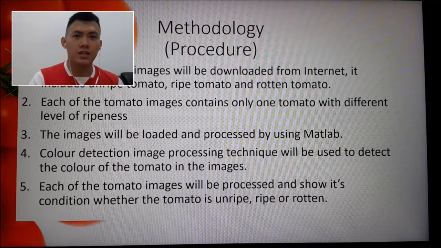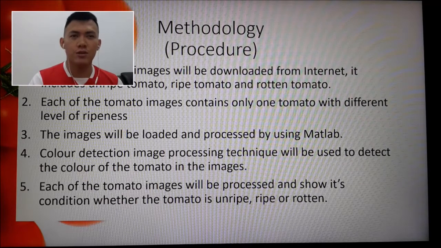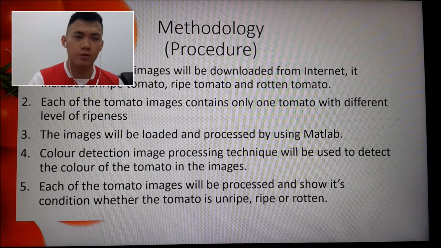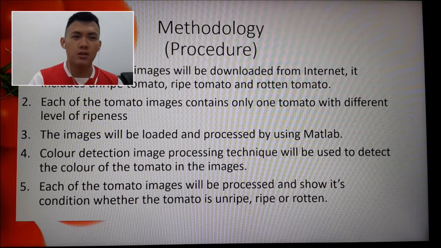So for the methodology, firstly, I will tell the procedure part of our project. First thing first, we will download different tomato images from the internet, including ripe tomatoes, unripe tomatoes, and also rotten tomatoes. There are 8 ripe tomato images, 8 unripe tomato images, and also 8 rotten tomato images that we will be testing in our project. Each of the tomato images contains only one tomato with a different level of ripeness.